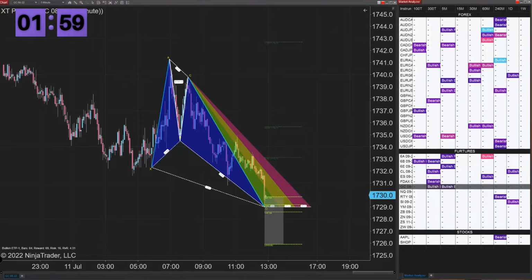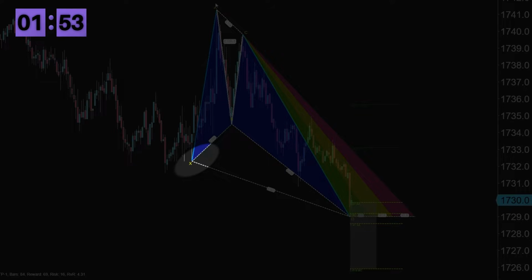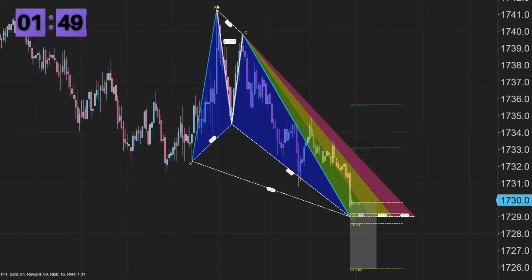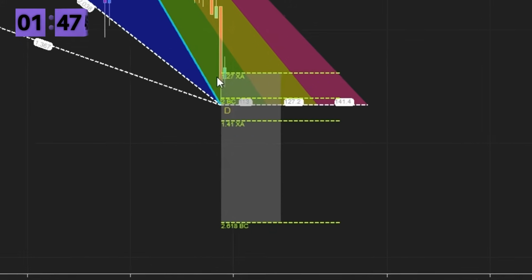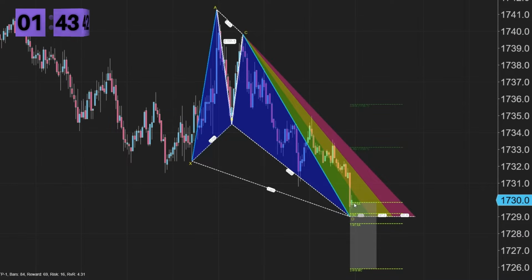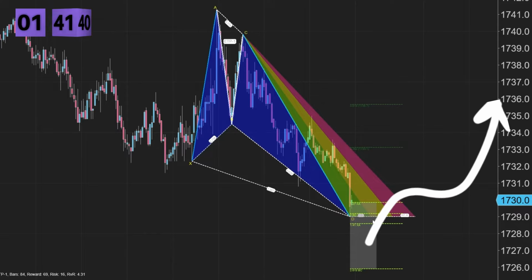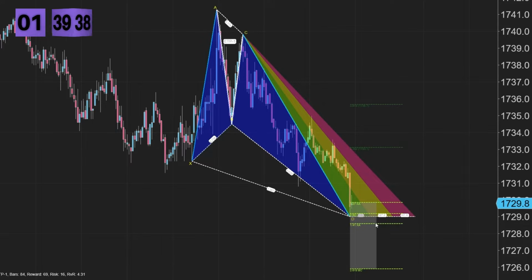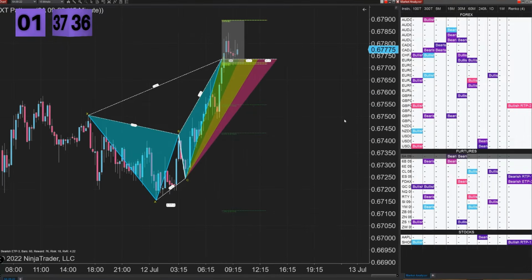Okay, start the clock and go. Each pattern is made up of 4 leg segments with 5 pattern points that are identified going from left to right as X to start the pattern, A, B, C, D. The D point, which is the furthest to the right, is going to identify the direction that you trade. If the D point is low compared to the other points of the pattern, then you will be buying and going long.